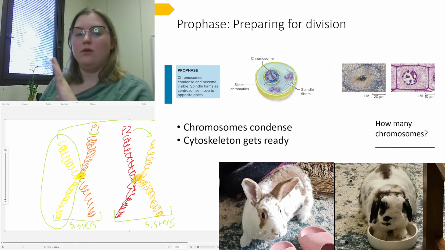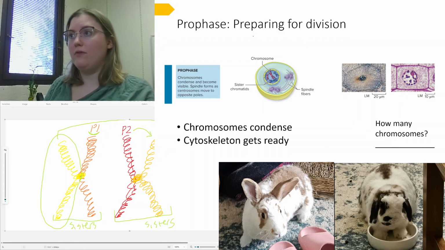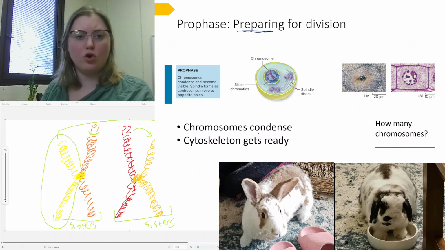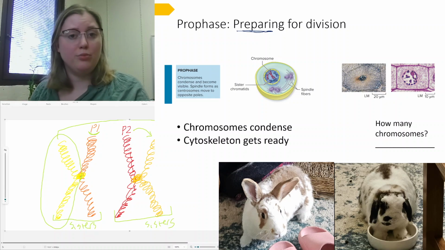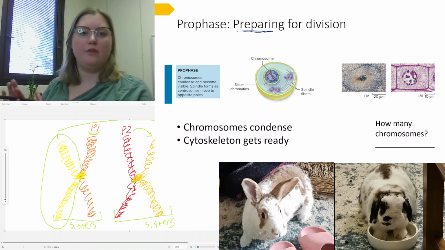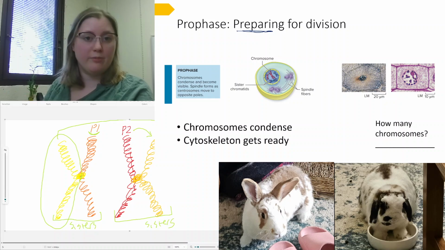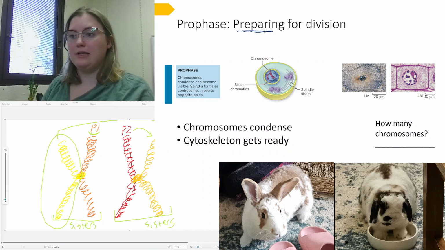So we're going to go through it bit by bit. So prophase is first. Prophase is preparing for division. In prophase, our chromosomes are going to condense, and our cytoskeleton is going to get ready to pull those chromosomes apart. There's a lot more about the cytoskeleton, there's terminology that we're not going to get into today. So just remember that in prophase, the cytoskeleton is getting ready. And the cytoskeleton is made up of fibers and proteins.